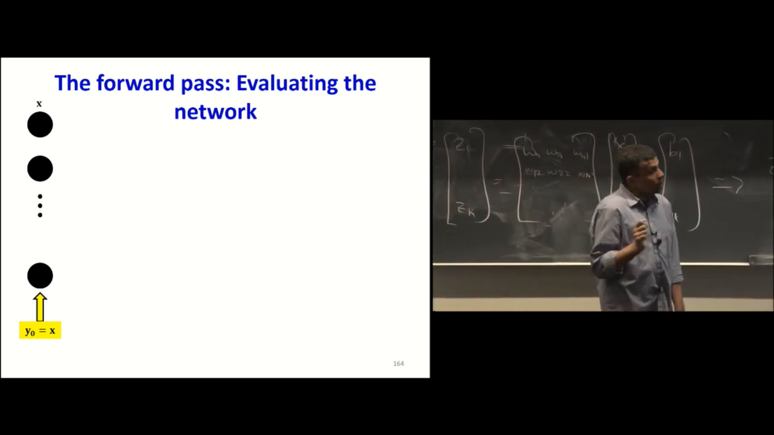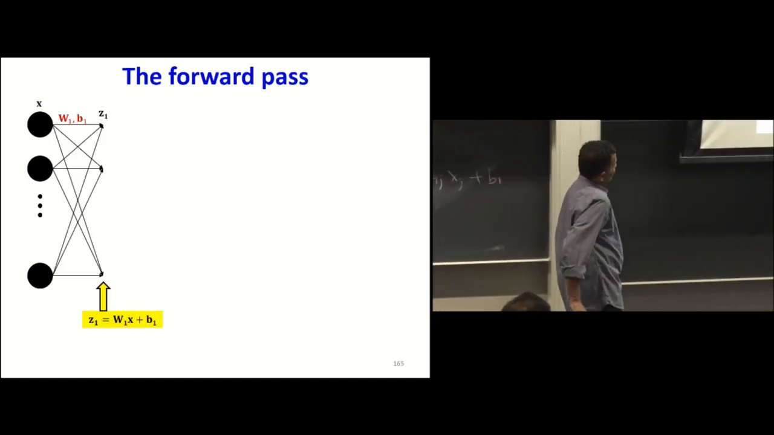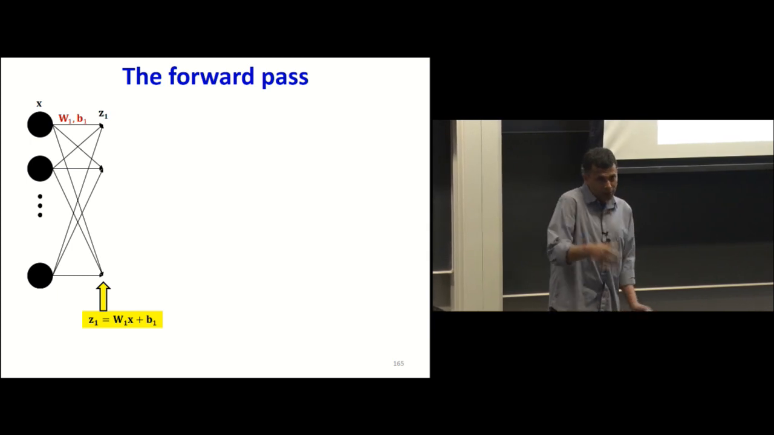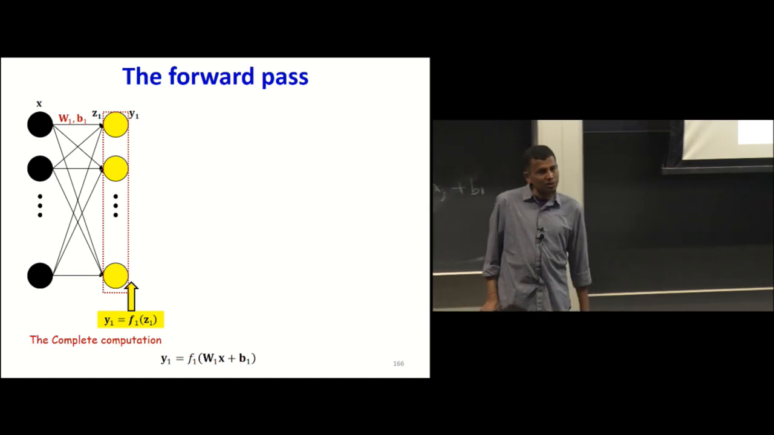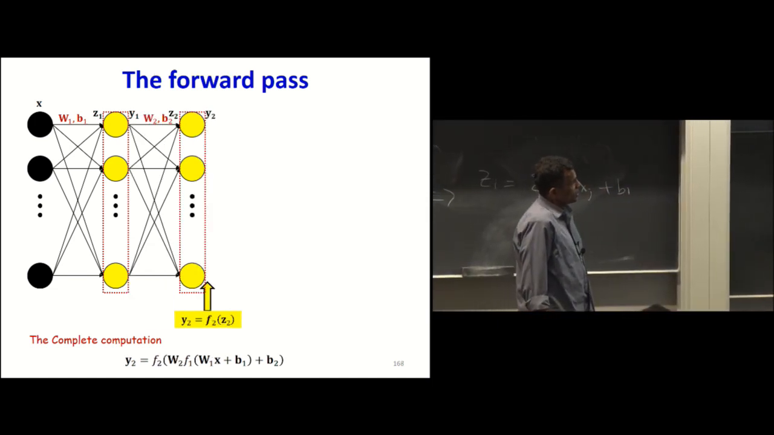Yeah. So during the forward pass, I just say y0 equals x. The first affine combination is simply going to be w1 x plus b1, where w1 is the first weights matrix. Then I process the whole thing using some function. Then I have the next affine combination, and process the whole thing.